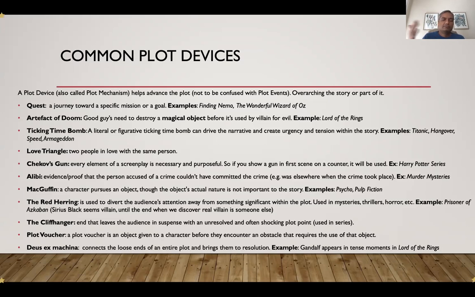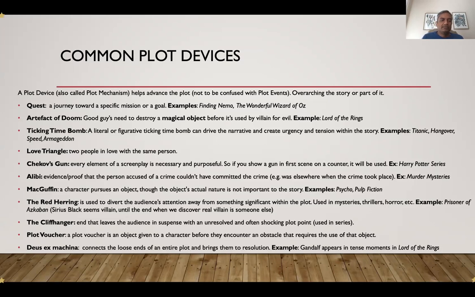So cliffhanger, you all know, in the end, the writer leaves you at a point where you're wondering what's going to happen. And it's used a lot in the series, right? So that you want to watch the next series or next episode in the series.